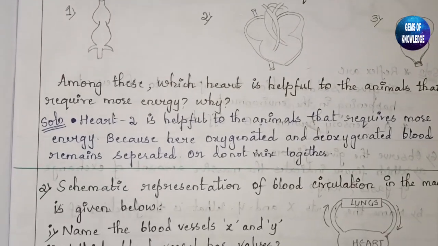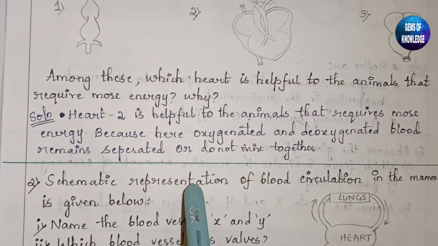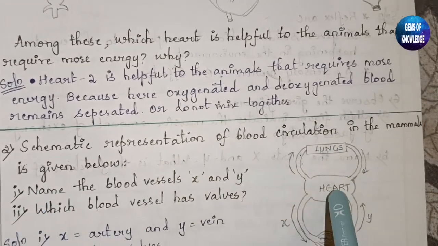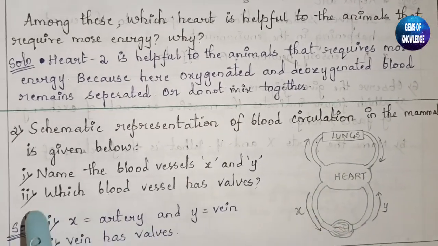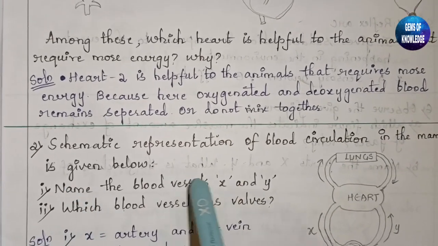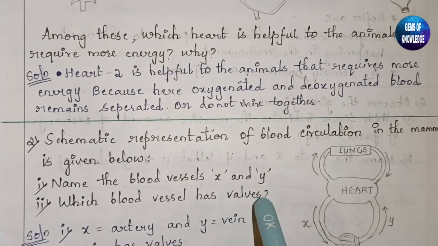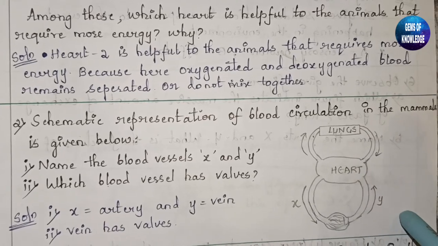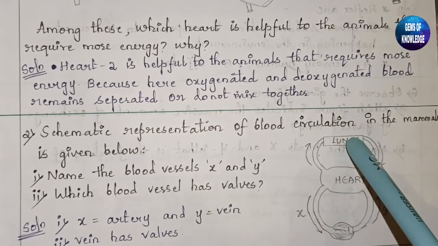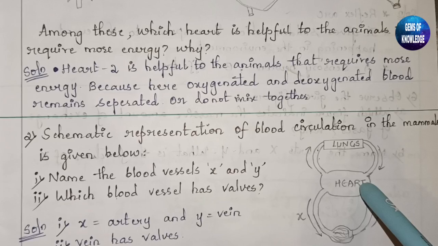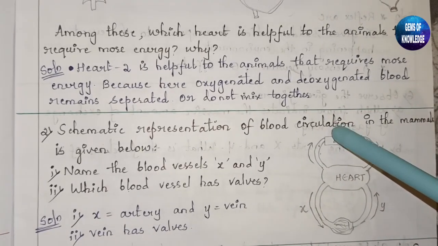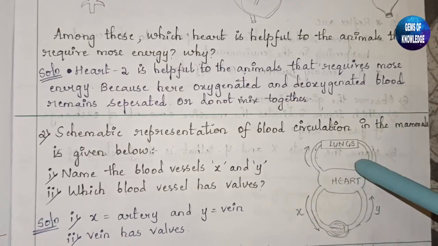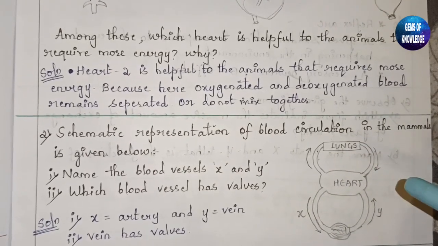Next question: a schematic representation of blood circulation in mammals is given below. They have asked to name the blood vessels X and Y, and which blood vessel has valves. Here you can notice X and Y. This is the lungs and this is the heart. From the lungs the blood is circulated to the heart, and from the heart to the lungs it may get circulated, and this is where the purification takes place.